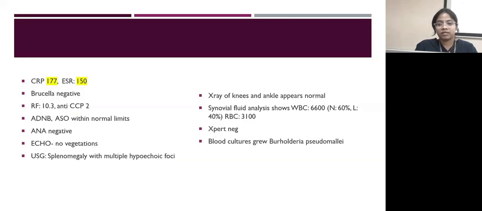CRP and ESR are both elevated, indicating an infective or inflammatory etiology. We have done investigations to rule out other organisms like Brucella and rheumatoid arthritis, and we have also ruled out post-streptococcal joint pains. We have ruled out connective tissue disorder; ANA was negative. We have done an echo which didn't show any vegetations, and an ultrasound was done because of the splenomegaly, which shows splenomegaly with multiple hypoechoic foci. X-ray was done, which was normal. Synovial fluid analysis shows elevated counts, which are neutrophil predominant, and GeneXpert is negative.